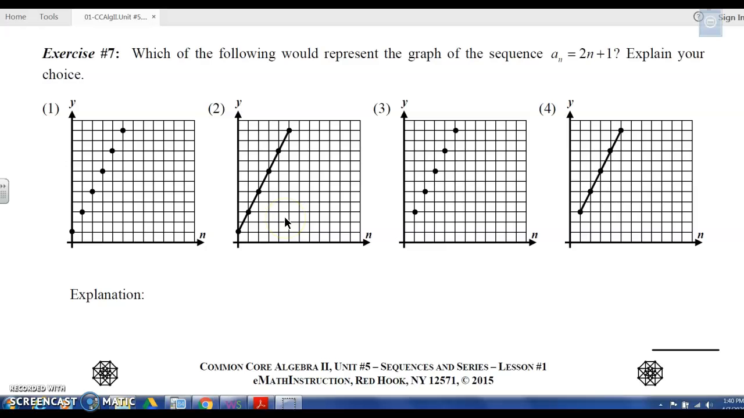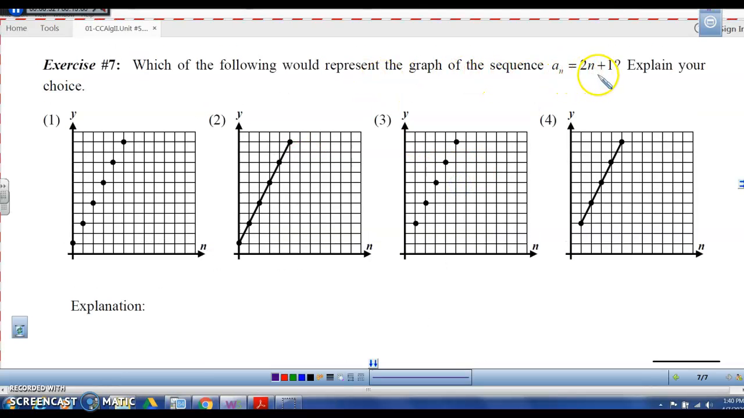Okay, so which of the following for this exercise would represent the graph of the sequence a of n equals 2n plus 1, and explain your choice? Okay, so this is my rule for my sequences. So if I want to generate some terms for the sequence, for example, if I did A1, that means plug in the term value of 1, so this is going to be 2 times 1 is 2 plus 1 is 3. So this actually gives me the point when x is 1, y is 3.